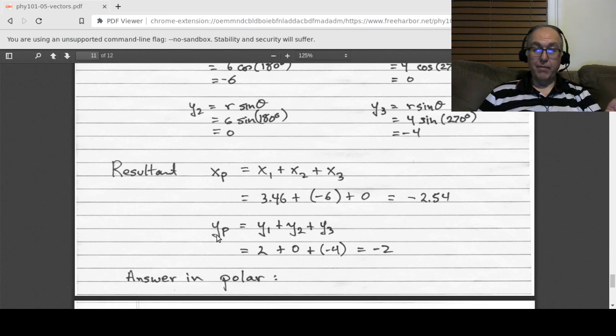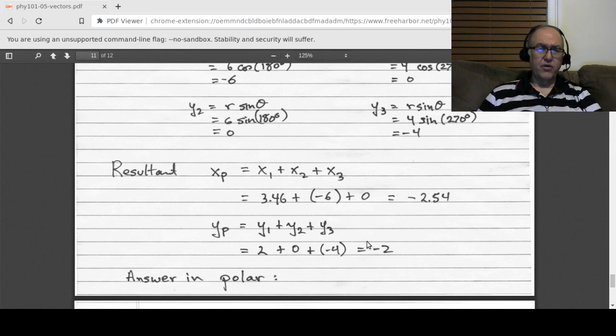And then a y component. To get the resultant y component, just add up all the y components of the individual vectors. That's y1 plus y2 plus y3. So that's 2 plus 0 plus -4, which is -2. And there you go, that's where you are in x and y components. Remember, we guessed that we would wind up in the third quadrant, and sure enough we are, because both the x and the y components are negative. And that is the answer.